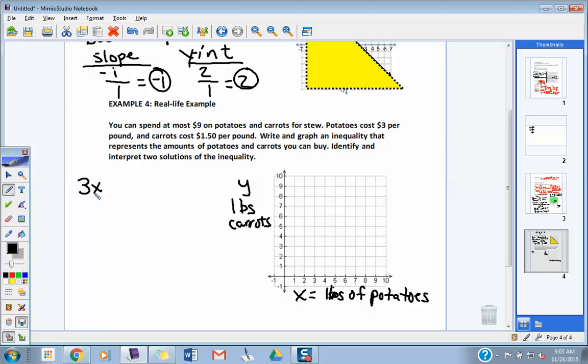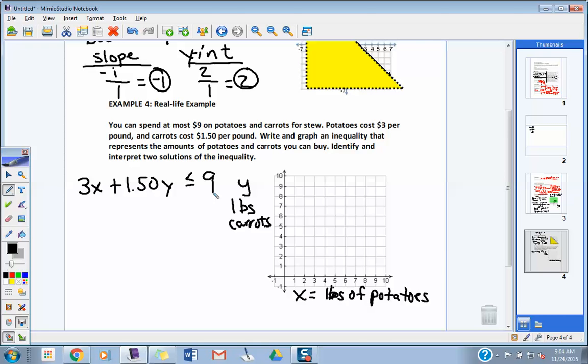To that, we're going to add in the cost of some carrots. How many pounds of carrots are we buying? How do we set the axis up? How many pounds of carrots are y? At how much per pound? Plus 1.50y. Now this is the expression for the cost of carrots and potatoes. We want this expression to compare to 9 how? We want this to be less than or equal to 9. All right. So that inequality that we've written right there, that's the model to this problem. That is my model.